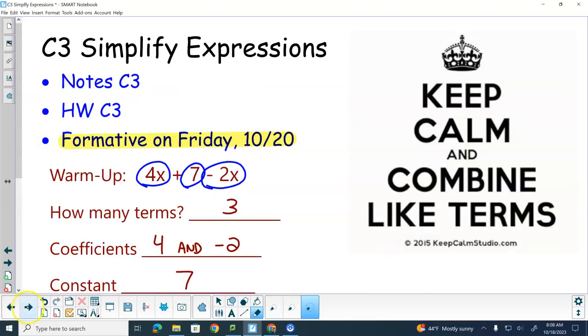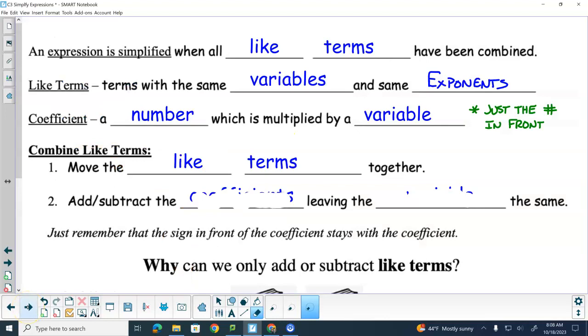4x plus 7 minus 2x. So we had 4x plus 7 minus 2x. So what we mean by that is we would move the 4x and the negative 2x right next to one another, and then we would write whatever's left over.